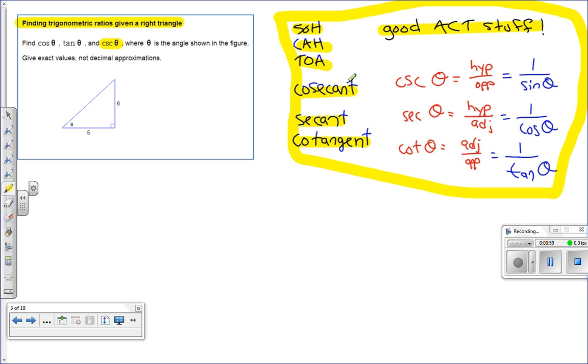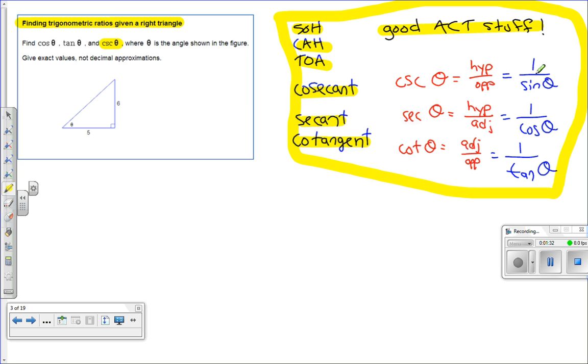All right, so cosecant. What is cosecant? It's abbreviated CSC, okay? So the cosecant is going to be the hypotenuse over the opposite, which is the opposite of sine, because we know sine is opposite over hypotenuse, but cosecant is actually going to be hypotenuse over opposite. So it's the opposite of sine, which is also equal to 1 over sine of theta. So those are both the same things, okay?